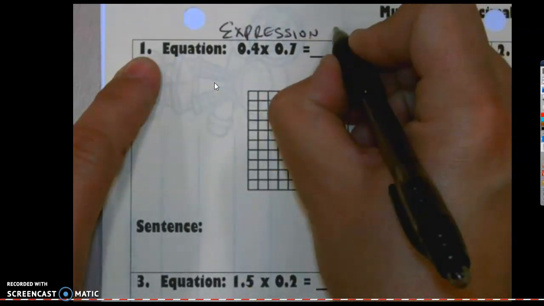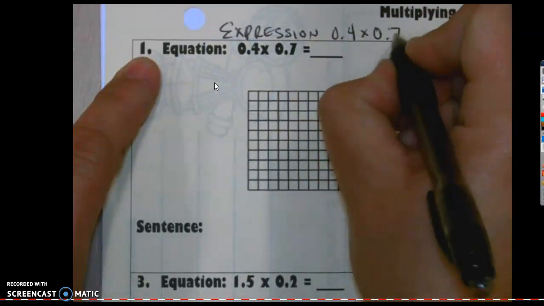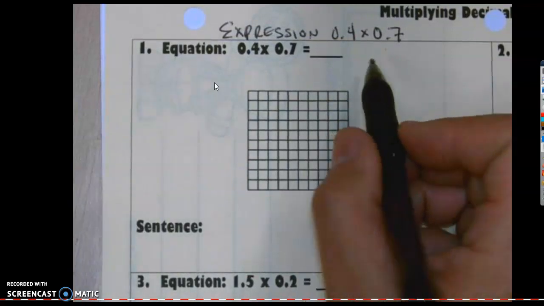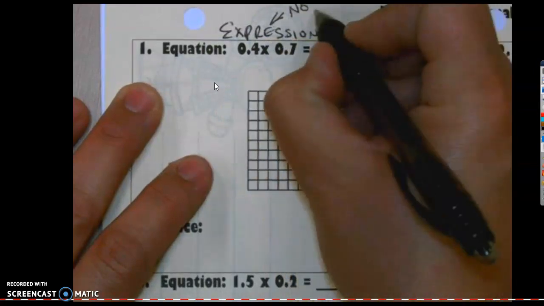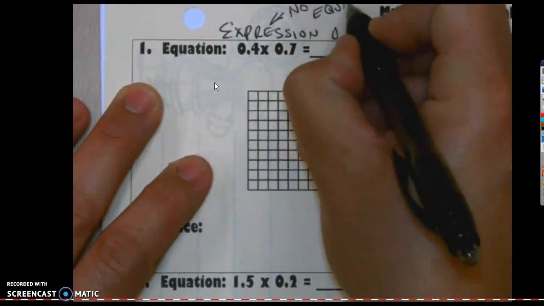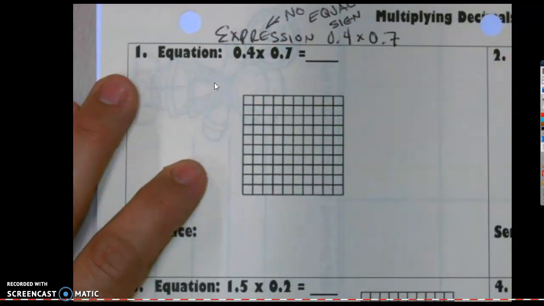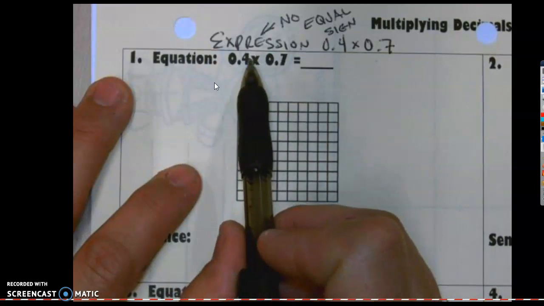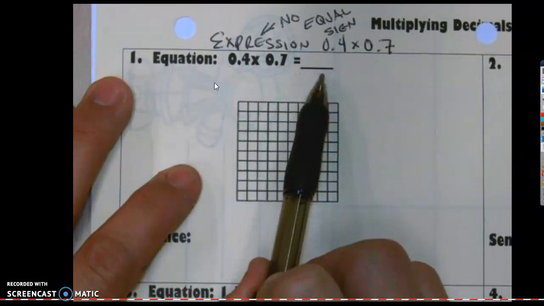So for instance, 4/10 times 7/10 would be an expression because there's no equal sign. No equal sign. That's an expression. So if it says find the expression, they don't want the equal sign. An equation has an equal sign, okay?